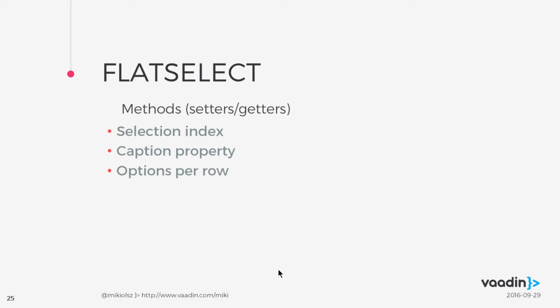So our flat select will have the following setters and getters. We need a selection index, we need a caption property, so which property of the objects that we have passed to it we should use as a caption, and options per row, so how many options per row we want. And since we are using abstract select, we already have the methods for setting the container data source.